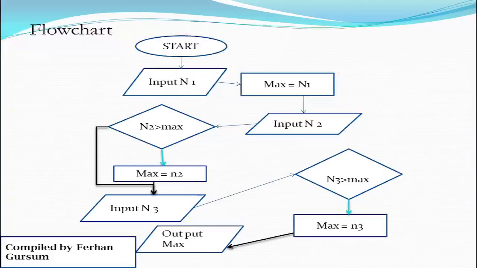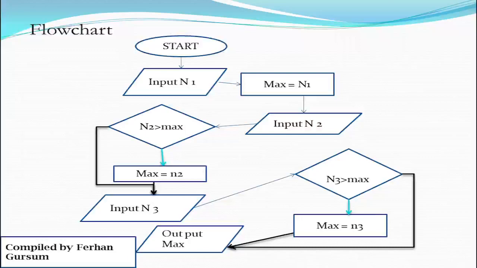But if this one is false, by default n3 is the lowest number. It means that, because we compare n3 with n1 and n2, we know by default that n3 is the lowest number if this condition is false. Okay, if it is false, it directly displays what? Max is outputted, which means n2 or n1 is displayed.